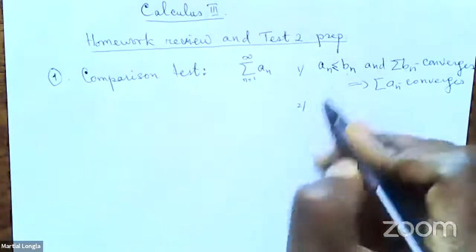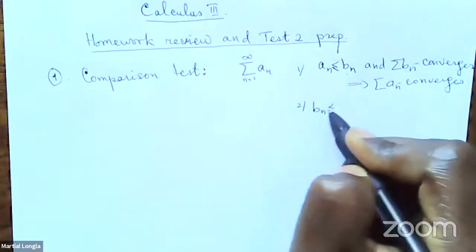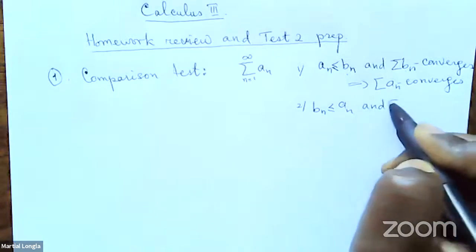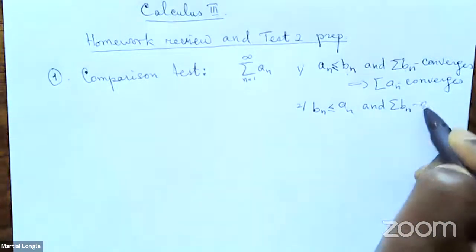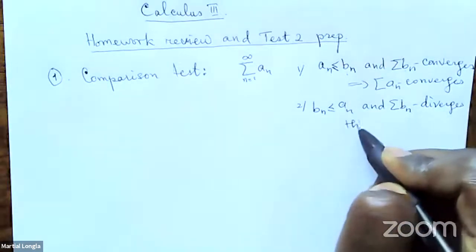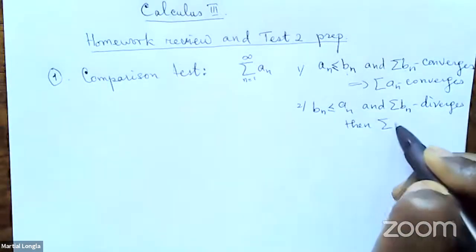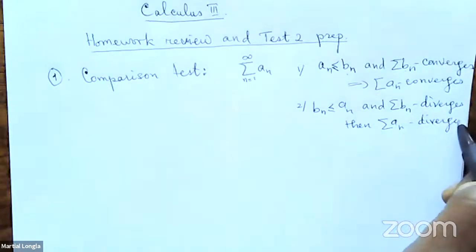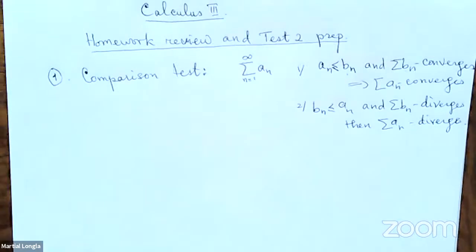And two, if you can put b_n below a_n and the sum of b_n's diverges, then the sum of a_n's diverges. There is no third option. Those are the two options.